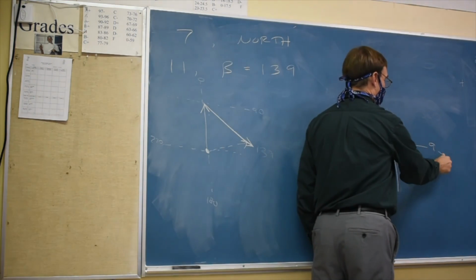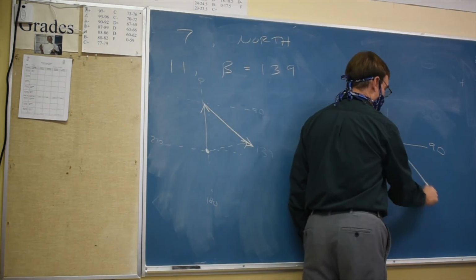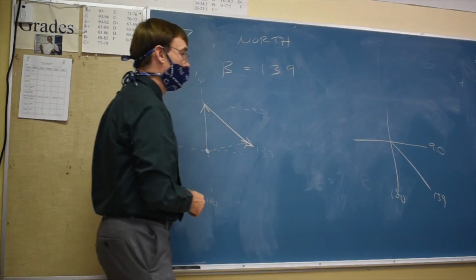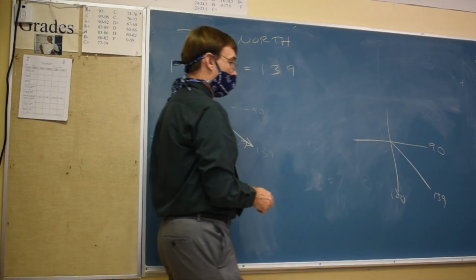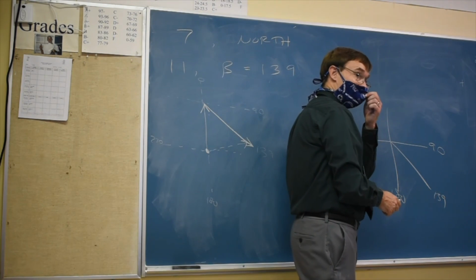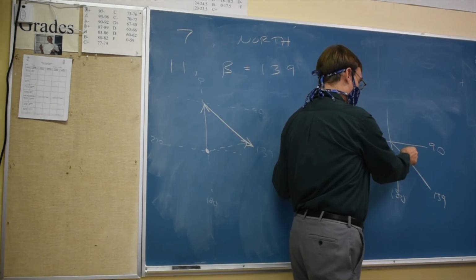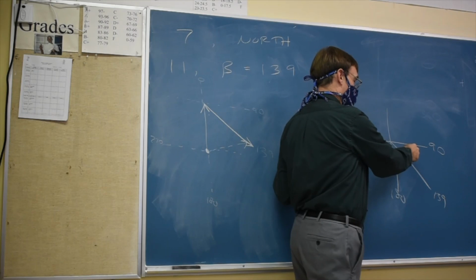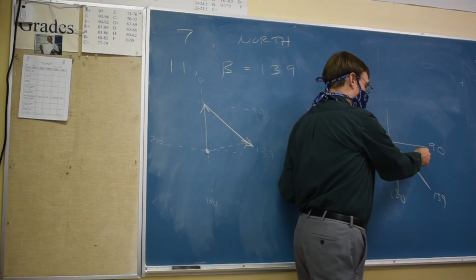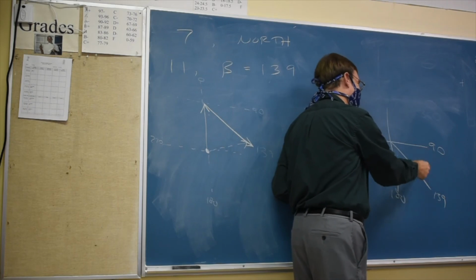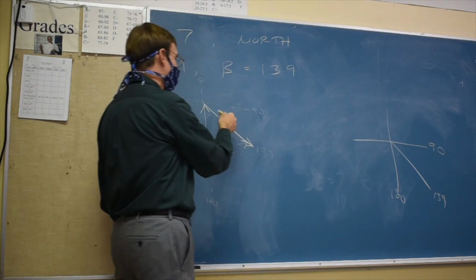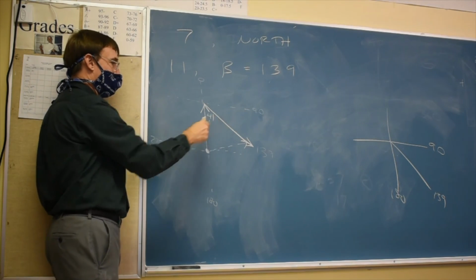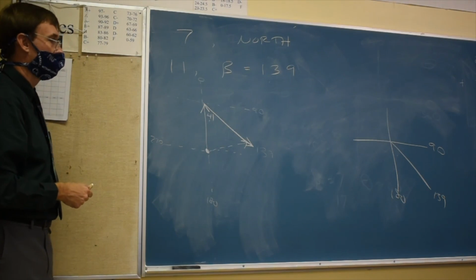Side picture for clarity. Here's a 90, here's a 180. I'm at 139. How can you find either of those? 180 minus 139 would get me which one? The bottom. What if I wanted that one instead? 139 minus 90. So we could either do 139 minus 90, or you could do 180 minus 139. I'm going to do 180 minus 139. I've got a 41 then.